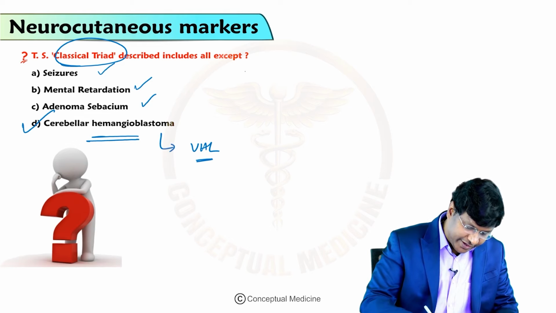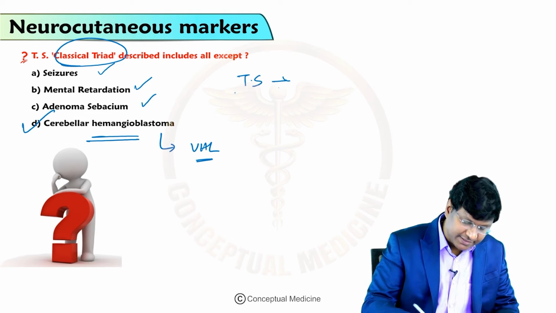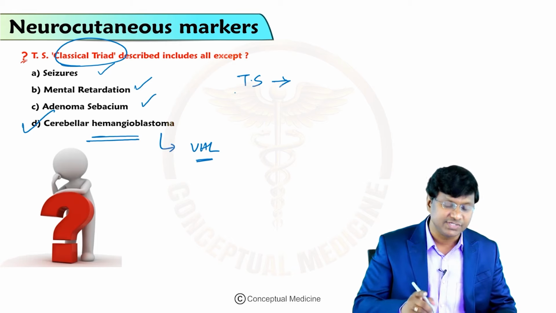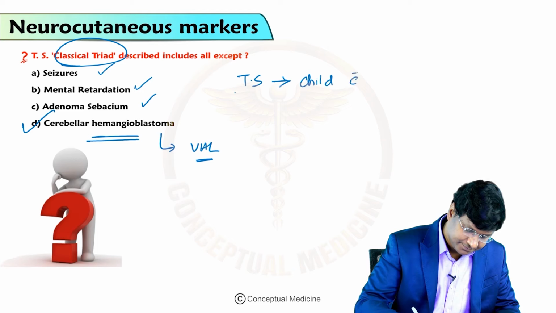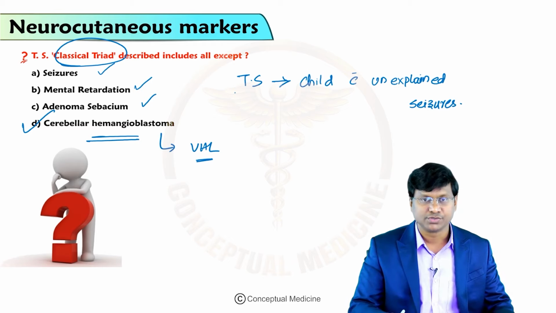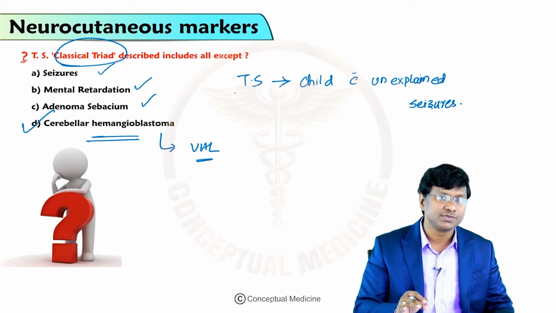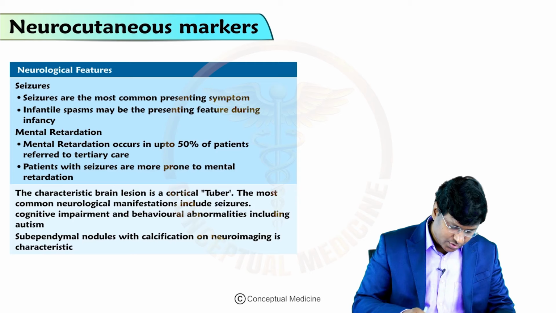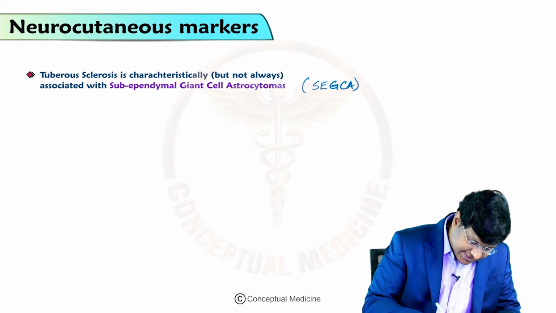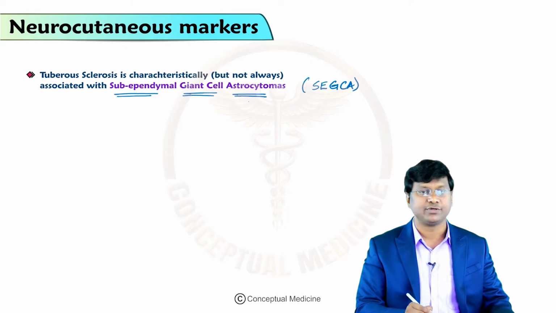Where do you suspect this tuberous sclerosis? Tuberous sclerosis should be suspected in any child presenting with unexplained seizures, any child with unexplained seizures who shows hypopigmented cutaneous macules. That will be your tuberous sclerosis. And tuberous sclerosis is characteristically associated with subependymal giant cell astrocytoma. So let me just show you this SEGCA, subependymal giant cell astrocytoma.